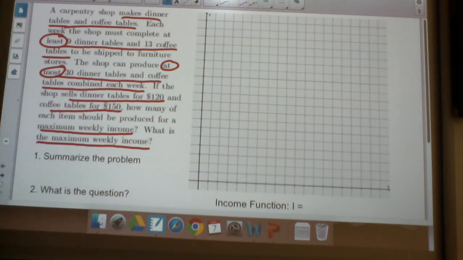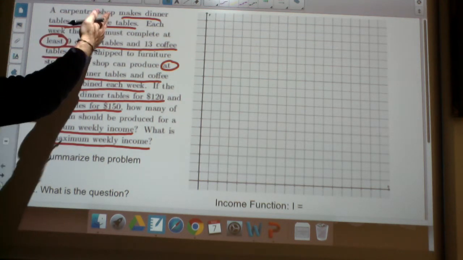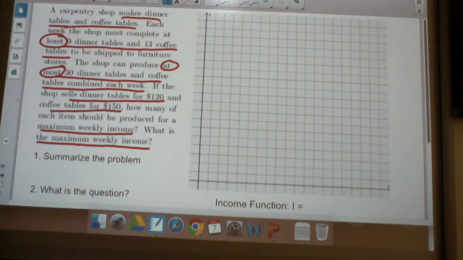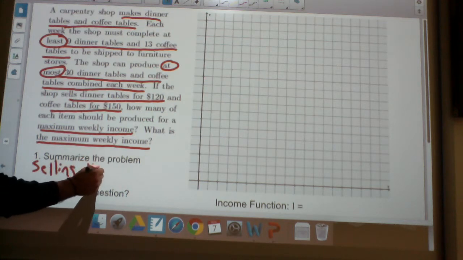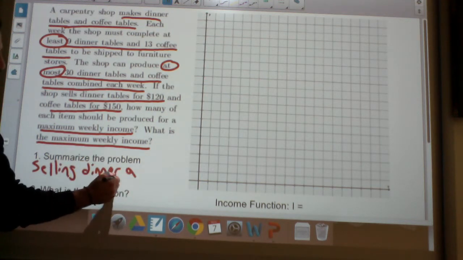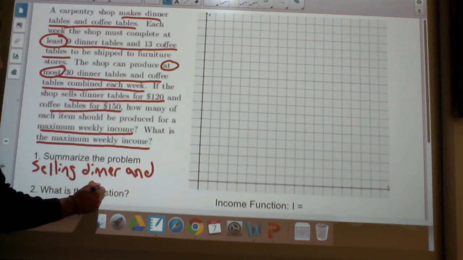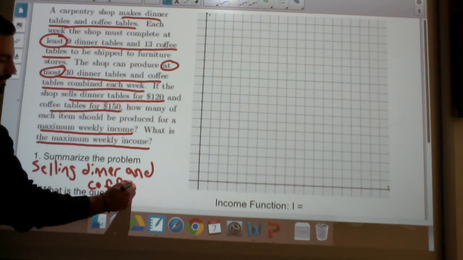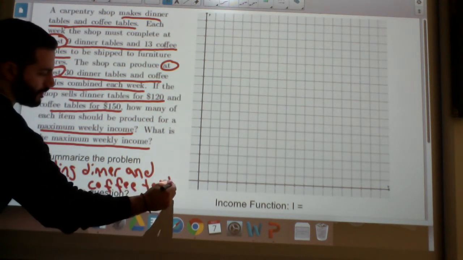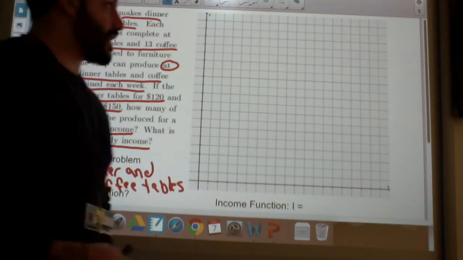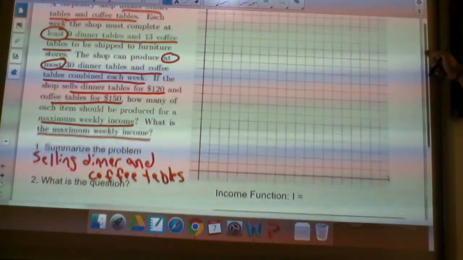Okay, so we always want to summarize the problem. What is the problem talking about here? The problem is talking about creating some kind of dinner tables and coffee tables and selling them, right? So a carpentry shop produces them and sells them.